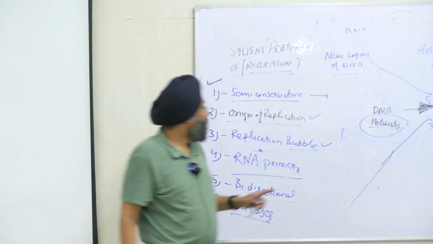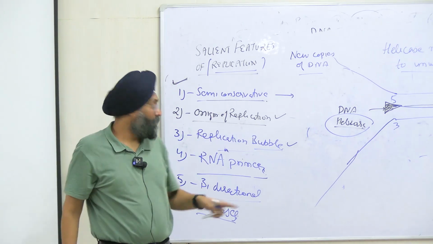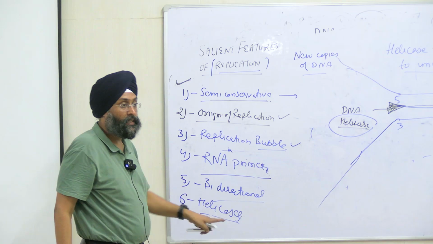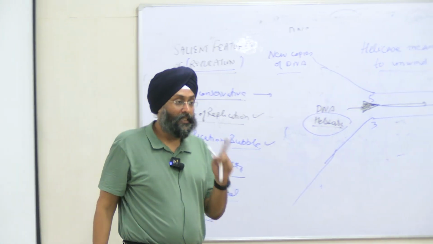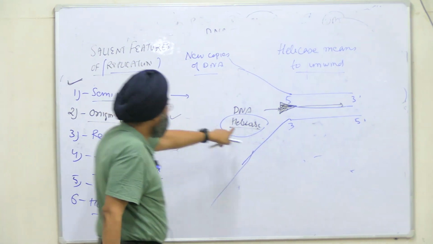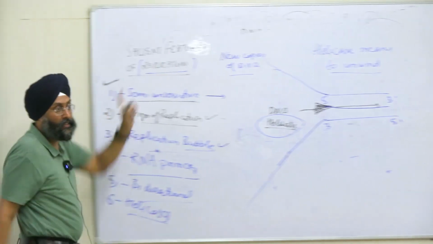And one more thing, bidirectional. On both strands, it occurs in opposite directions. Bidirectional means both sides. Helicase is a DNA helicase, an enzyme that unwinds the two strands of DNA like a zip. So it is in black color. It is moving inside, and the strands are opening and unwinding. Now coming on to the next point.